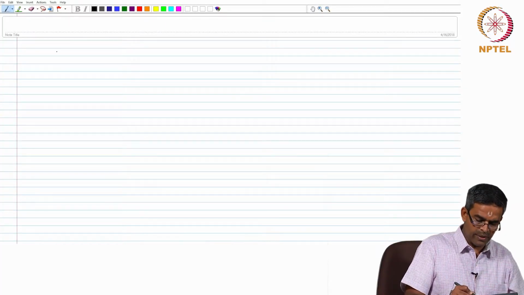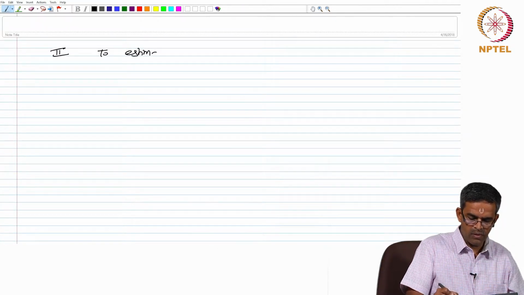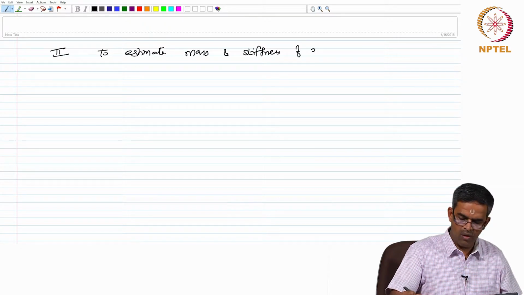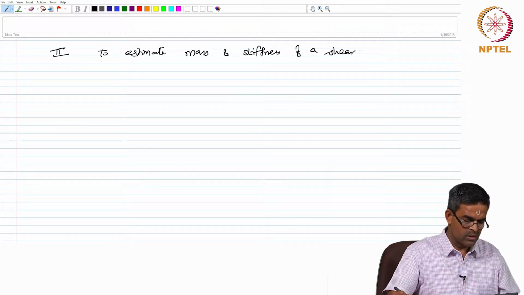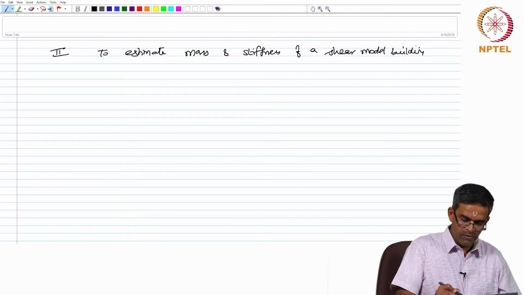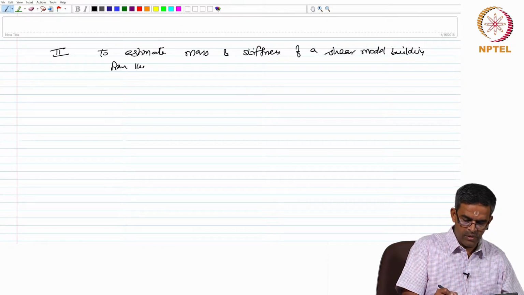So the second argument is to estimate mass and stiffness of a shear model building from the modal test.